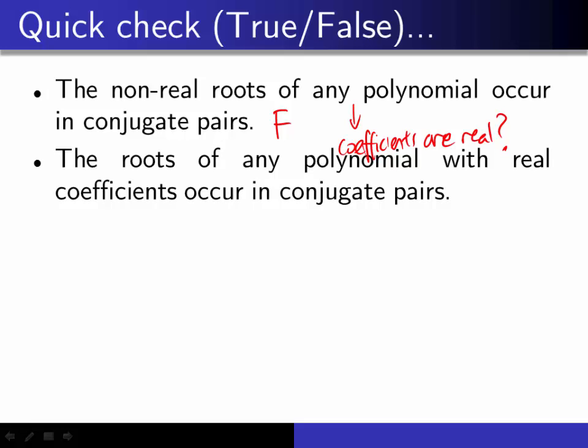The roots of any polynomial with real coefficients must occur in conjugate pairs. True or false? False. Give me a counterexample. I thought the conjugate root theorem says they must occur in conjugate pairs. True or false? Yes, but if the roots are already real, so for example, something like this.